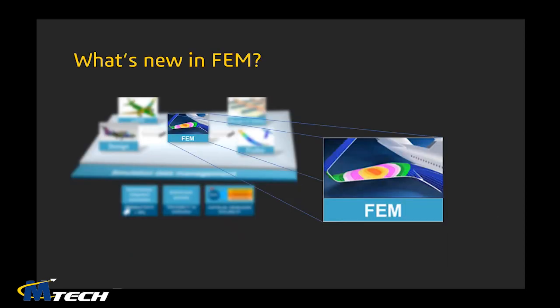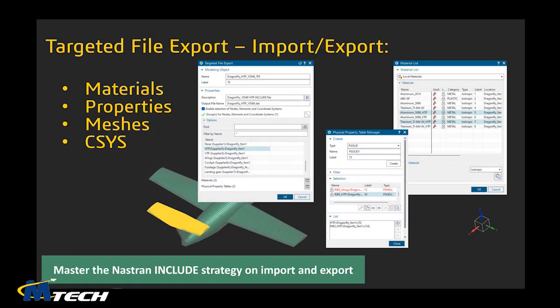Starting off in FEM, with 2312, you can now target specific include files, not only for selected elements, nodes, and coordinate systems, but now also for properties and materials. This concept was introduced back with version 2212, but it only focused on elements, nodes, and CSYS. This version has widened to materials and properties, and with the 2312 release, it works with both import and export on mesh, materials, and properties.